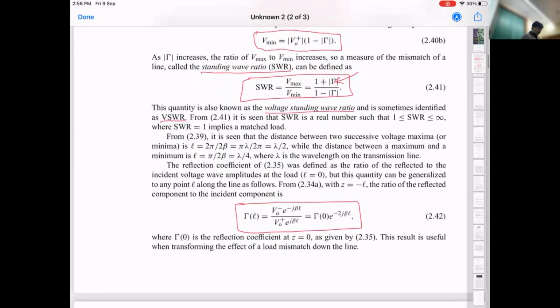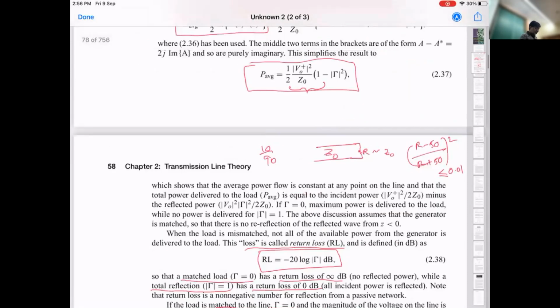Yeah. So now coming closer to the real part of what we were discussing, you can now also calculate this reflection coefficient at any point along the line. So let me go back to this figure.